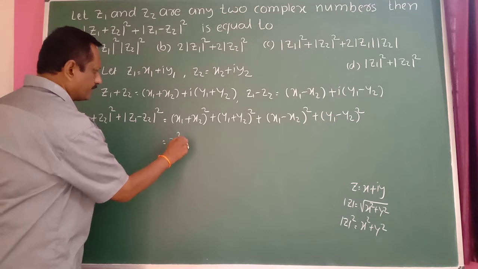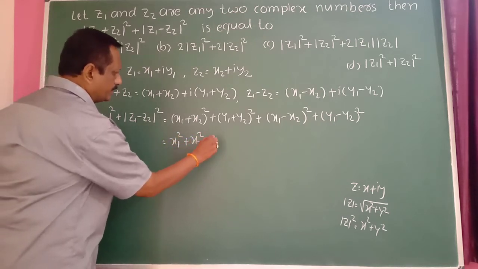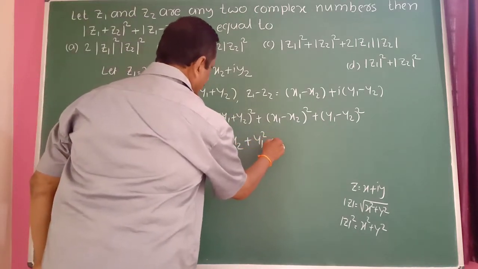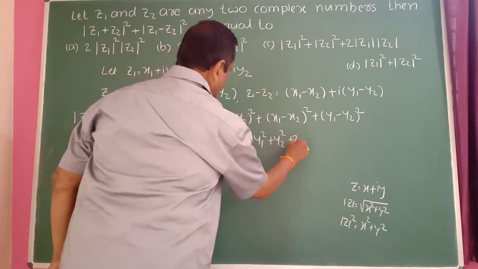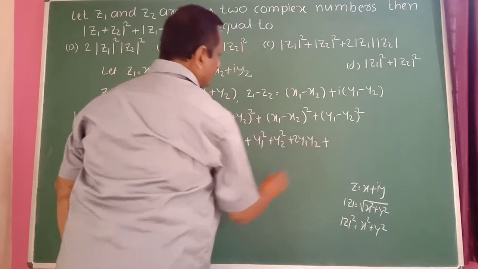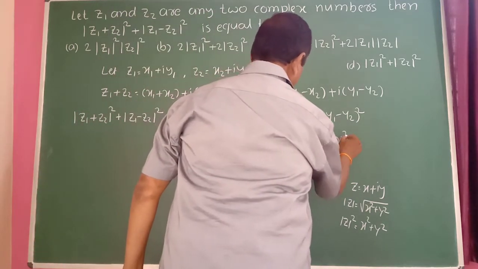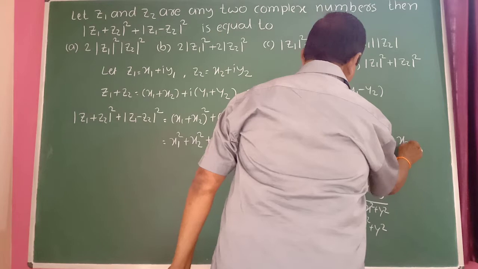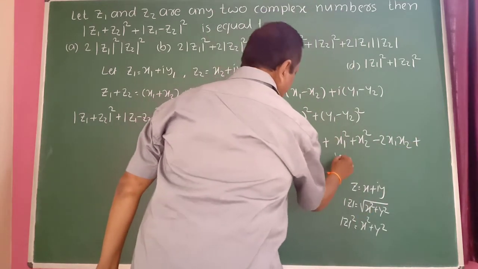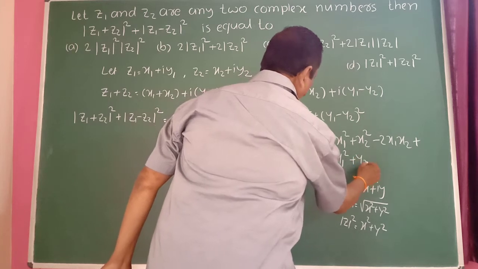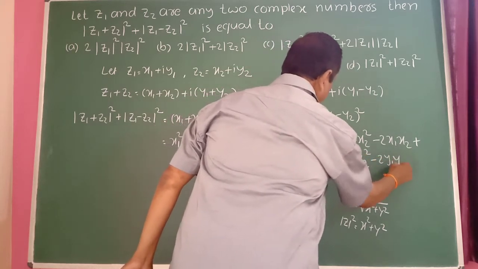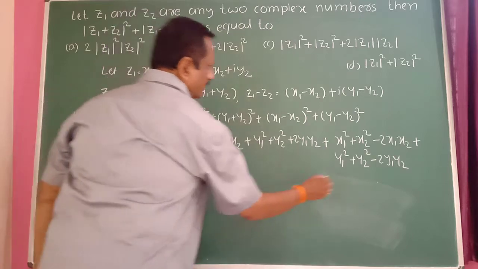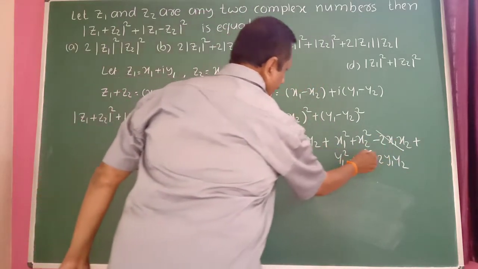So x1 square plus x2 square plus 2x1x2, then plus y1 square plus y2 square plus 2y1y2, plus x1 minus x2 square, x1 square plus x2 square minus 2x1x2, plus y1 minus y2 square, y1 square plus y2 square minus 2y1y2. Next, these terms cancel. These two terms get cancelled.